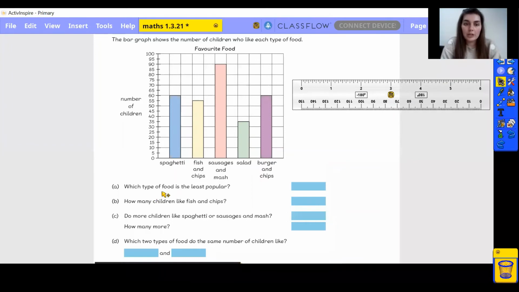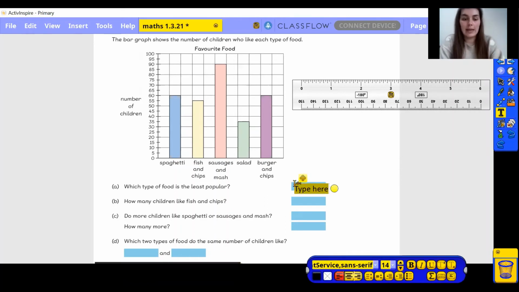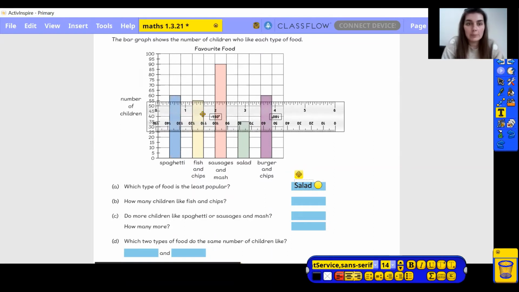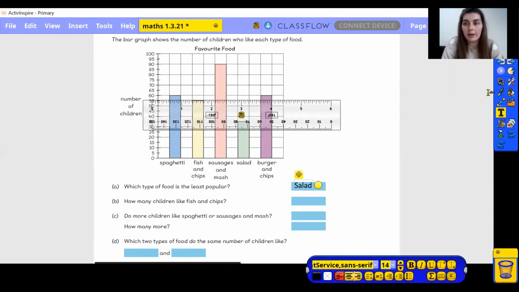Okay, so which type of food is the least popular? Again, I can see that the salad bar is the shortest, meaning it's the least popular. So I can type in the first box, salad. How many children like fish and chips? So I'm going to use my ruler, and it falls in between 50 and 60. So I can see that it is lining up with 55.